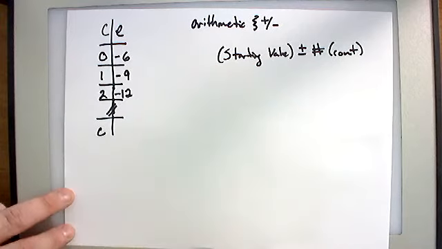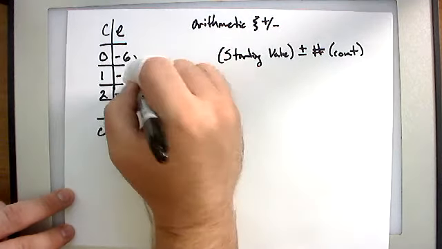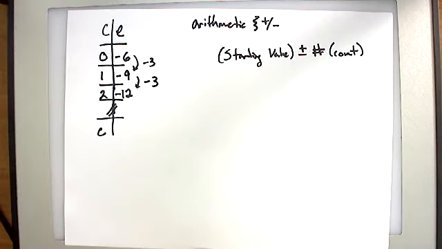So what are we doing here? 0, negative 6, 1, negative 9, 2, negative 12. Well, hopefully you see that we are subtracting 3, right? Because it's just getting more and more negative: negative 6, then negative 9, then negative 12. So it can't be adding. If it's getting more and more negative, it's got to be subtraction. If it's getting more and more positive, then it's got to be addition. So we're subtracting 3. Hopefully no big deal there.